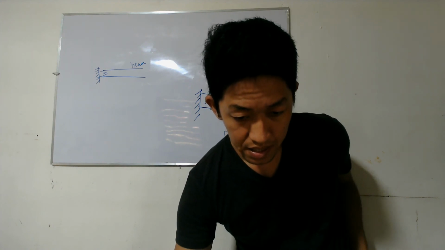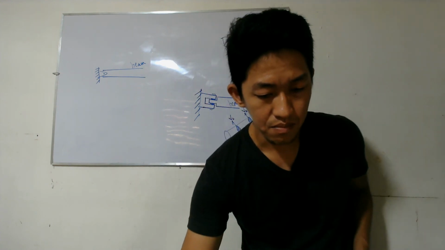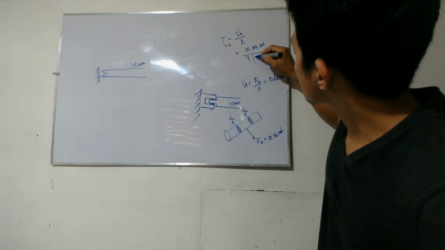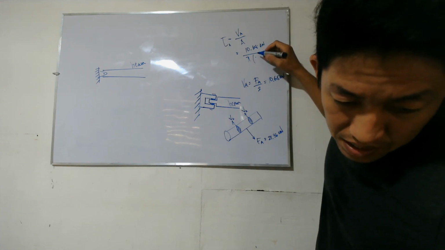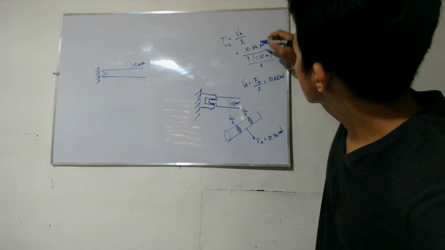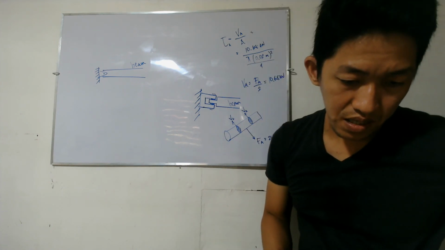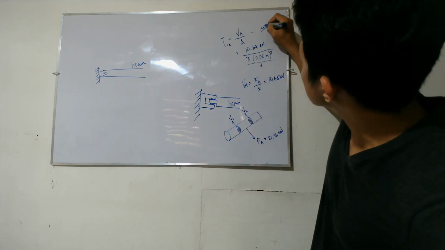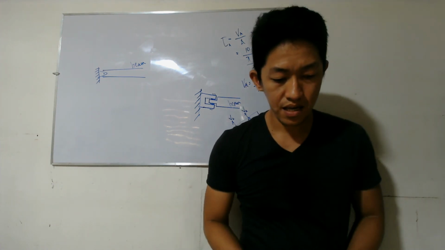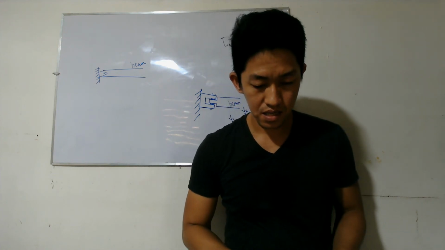What is the diameter? The diameter is 20 mm. So pi d squared over 4. 20 mm in meters is 0.02, squared, over 4. Therefore, the shear stress is 34 megapascal. Okay? So, that's it.